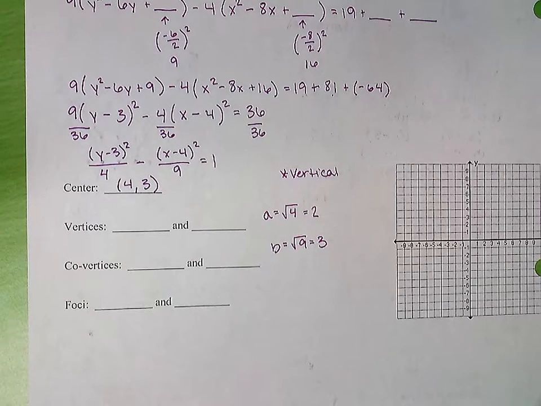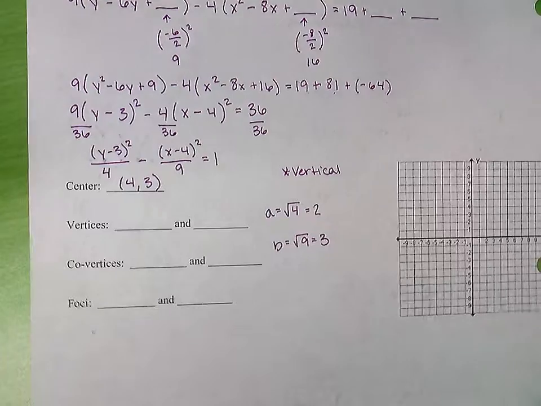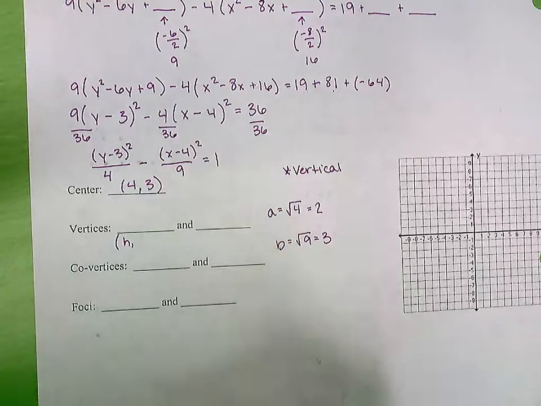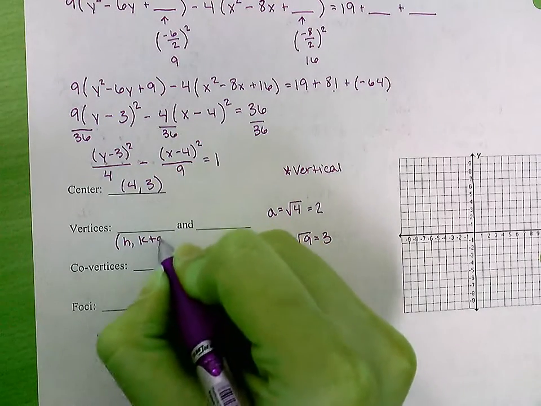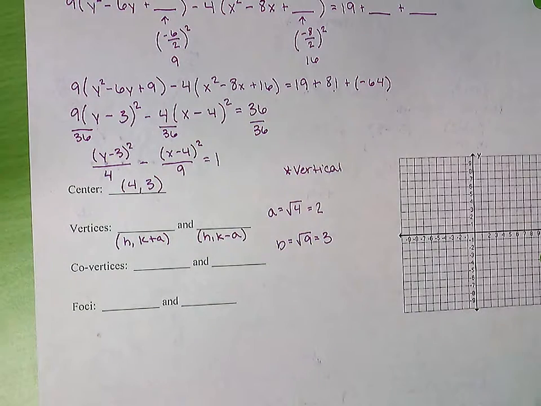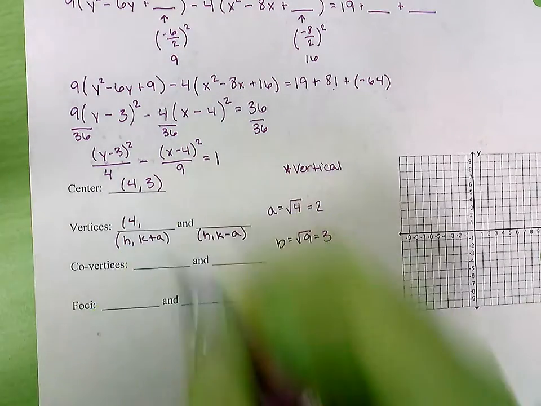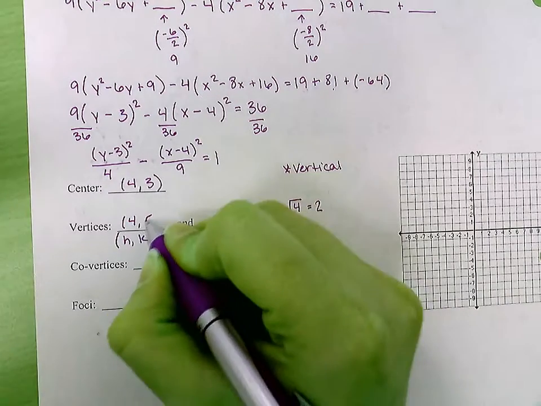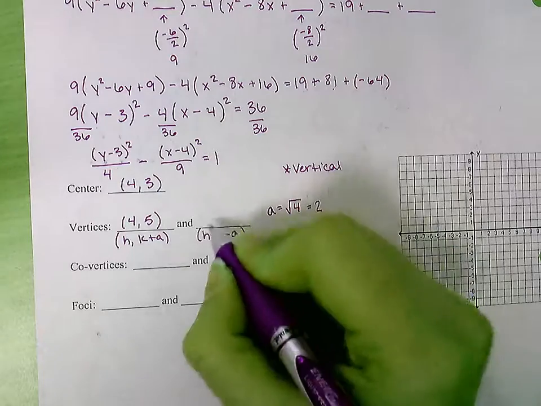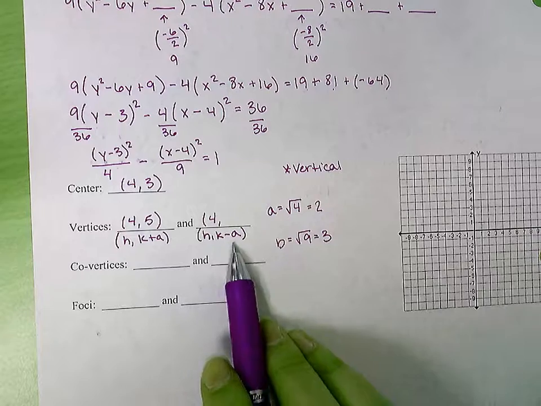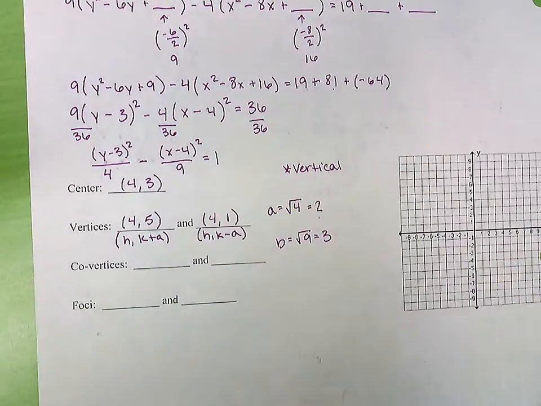Okay, so I can then find my vertices and co-vertices. Since it's vertical, I'll have h and then k plus a and h, k minus a. So my h value stays 4. Then I have 3 plus 2 is 5. H stays at 4. Then we have k, 3 minus a is 2 to get 1.